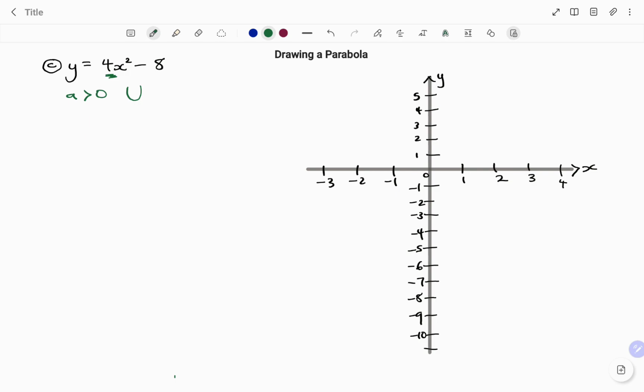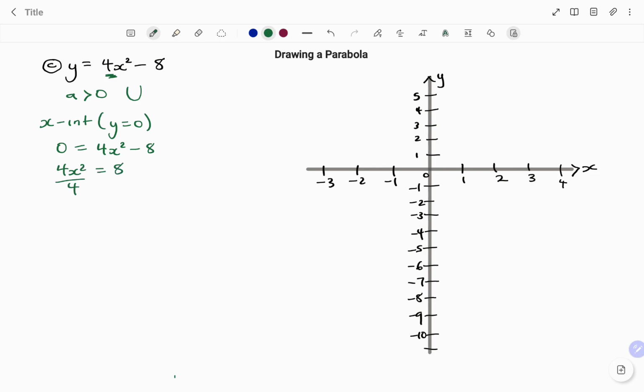The next step is to find our x and y-intercepts. We start with our x-intercept. At the x-intercept, the value of y equals 0. So every occurrence of y we replace with 0. So our equation becomes 0 equals 4x squared minus 8. Taking the minus 8 to the other side, we have 4x squared equals positive 8.